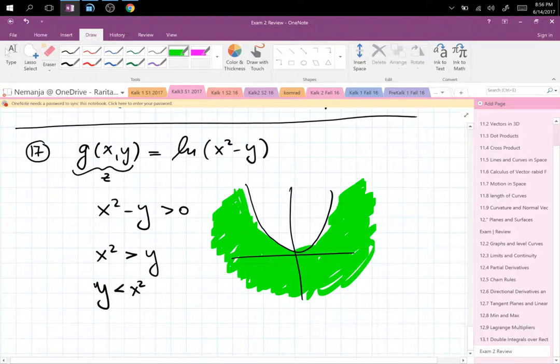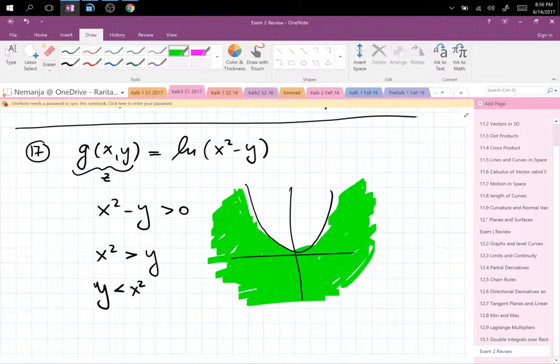Kind of like my coloring skills. Anything under the parabola on the xy plane would be the domain of this function.